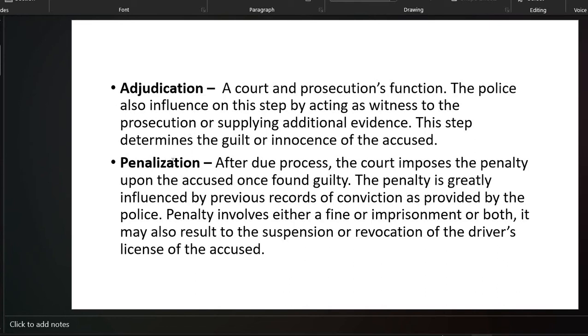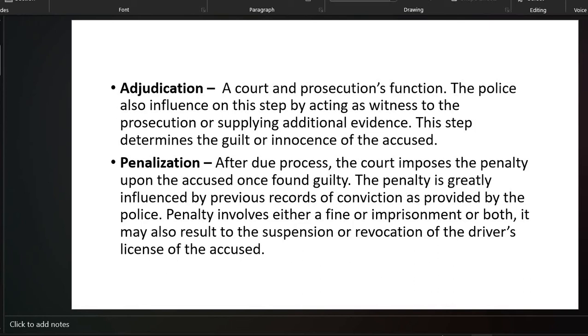Next is the penalization. After due process, the court imposes the penalty upon the accused. Once found guilty, the penalty is greatly influenced by previous records of conviction as provided by the police. Penalty involves either a fine or imprisonment or both. It may also result in the suspension or revocation of the driver's license of the accused. So, worst to worst, revocation of driver's license, bukod sa penalty, bukod sa imprisonment.